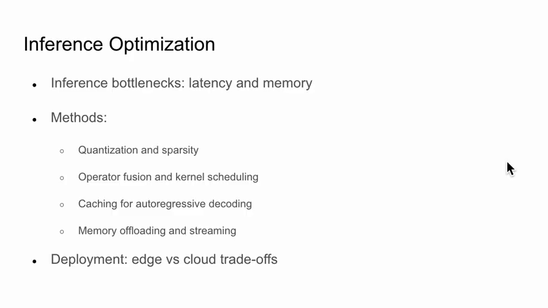Okay, for inference, the focus shifts from throughput to latency and power. Quantization and sparsity reduce model size and compute. Kernel fusion eliminates redundant memory writes. In autoregressive generation, caching previous key value pairs avoids recomputation but increases memory use.